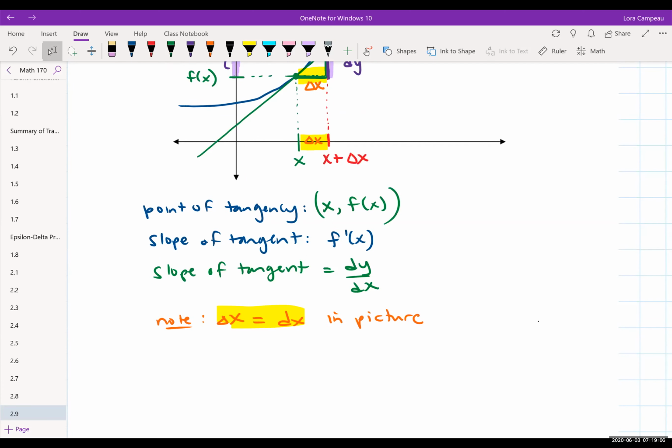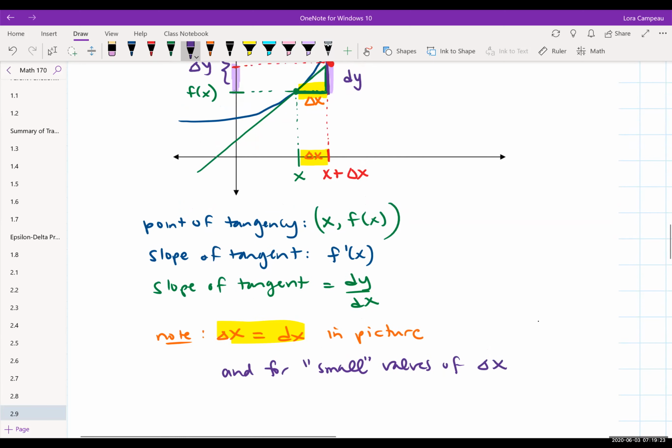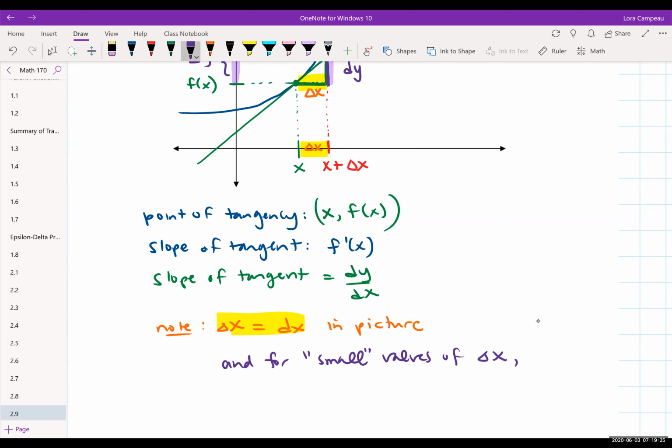And so if we are really close for small values of delta x, or sometimes we say h, we can finally approximate the difference of the y's, change in y, using our dy. Let's see if I can write that in there now.